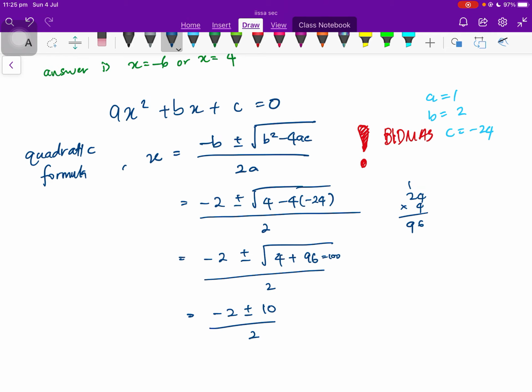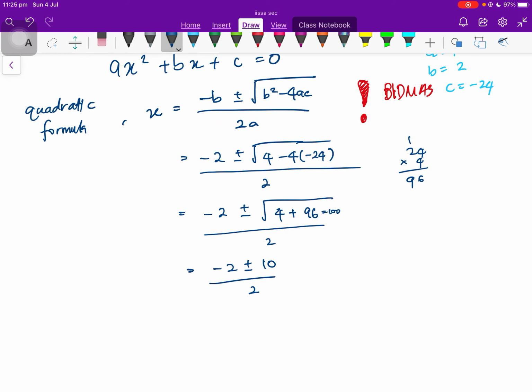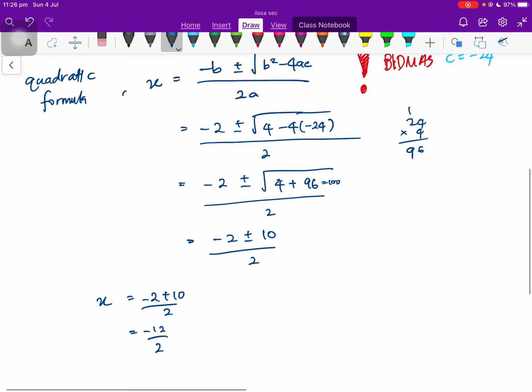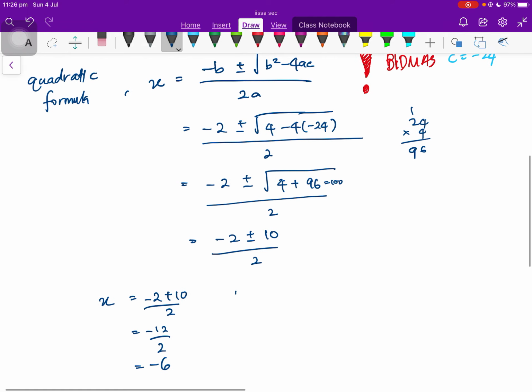When you have a quadratic formula, plus or minus means that for one answer you take the plus, and for the other answer you take the negative. So x can be negative 2 plus 10 over 2. That's negative 12 over 2, which is negative 6. And we also have another answer, x equals negative 2 minus 10 over 2. Oh, sorry, I got this wrong. Negative 2 plus 10 is 8, and 8 over 2 is 4.